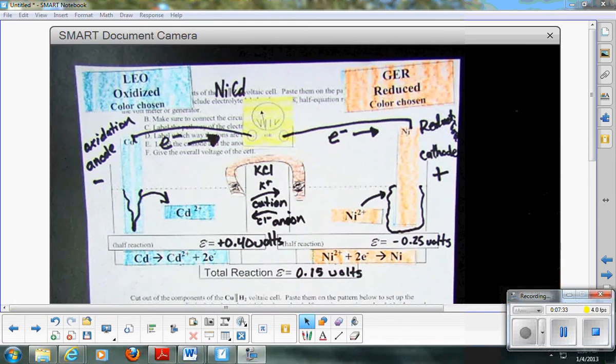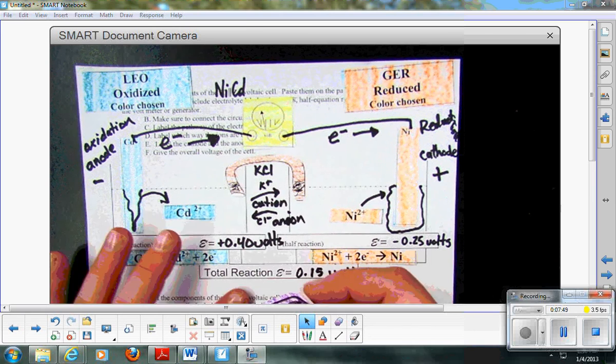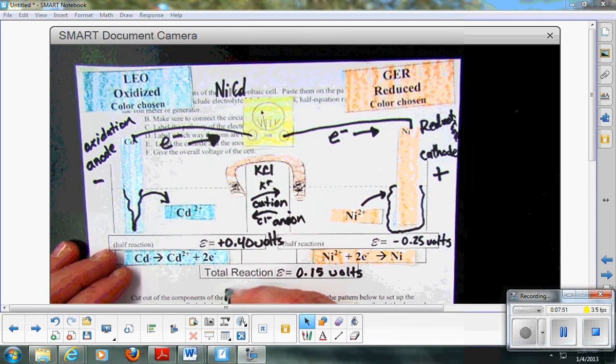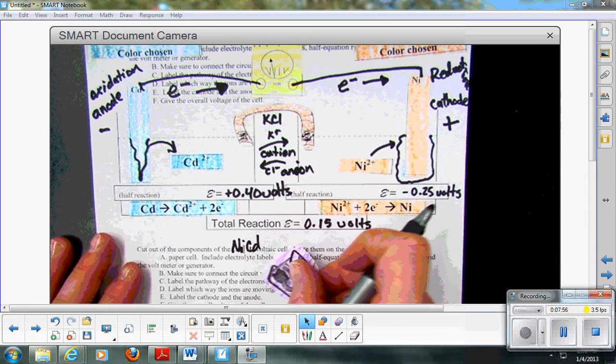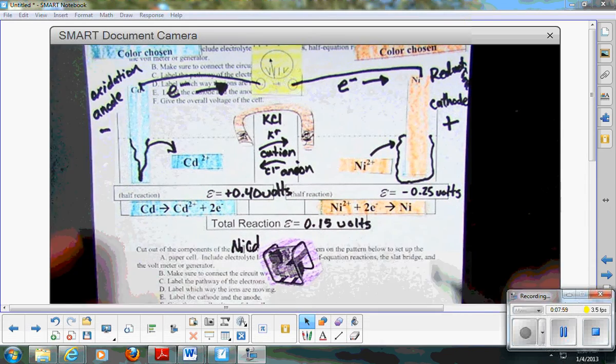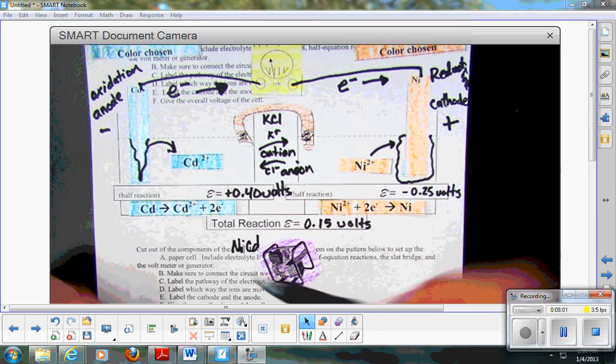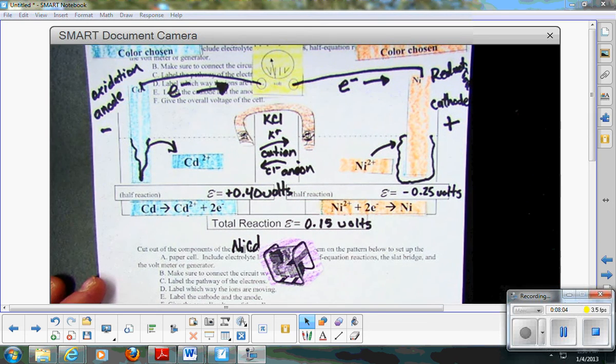Now the next one that you're going to be using, down below this, cadmium nickel, is a rechargeable battery. And so what we've done right here is the battery as we use it. And then we plug it into the wall. So we're going to use the nickel cadmium underneath here, and we're going to switch it around. So we're going to put a generator in here, and we're going to set up the same thing that we have up above, except nickel's going to be on my left this time, being oxidized, and cadmium is going to be on my right, being reduced. And I'm going to force the reaction that way.